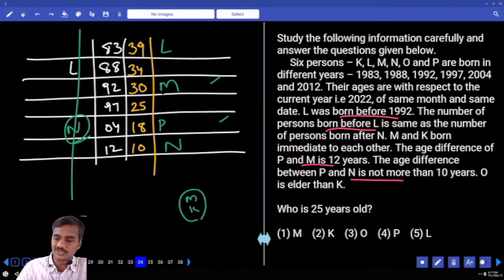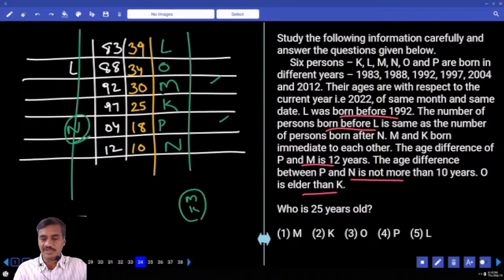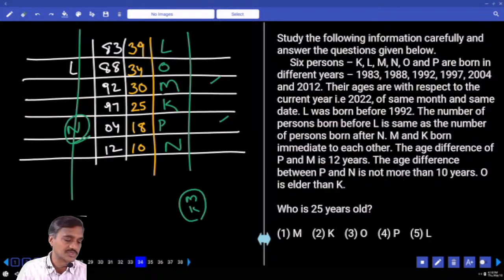Then M and K are adjacent to each other. O is elder than K. As O is elder than K, O is here. And so what is the order we have? LOM KPN. This is about question number 34 to 37.